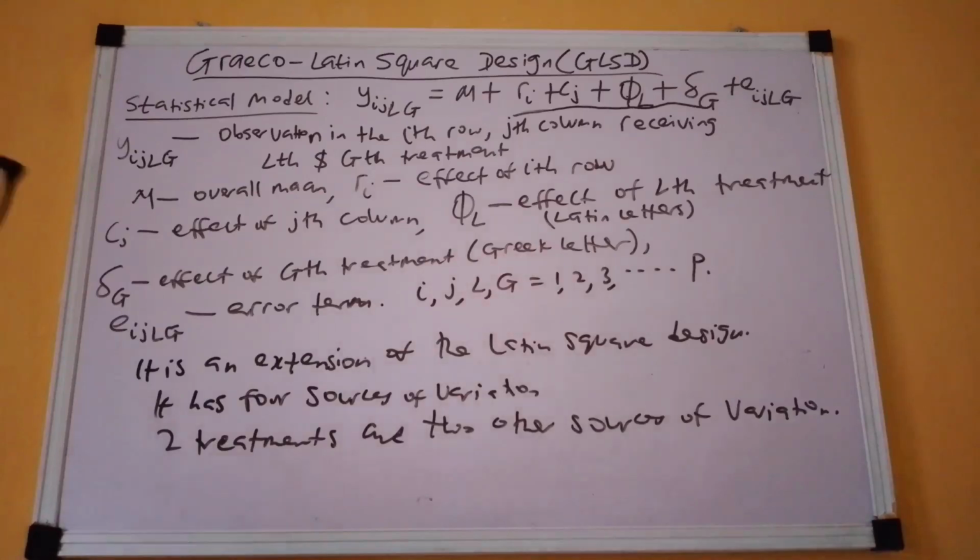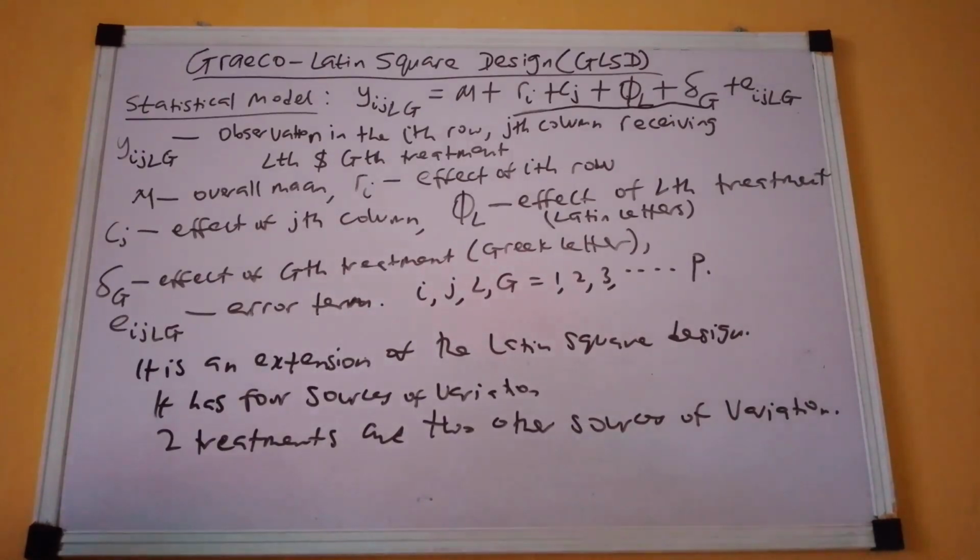Now, the characteristics of the Greco-Latin square design is not different from that of the Latin square design. It's just that the Greco-Latin square design has 2 treatments and 2 other sources of variation, while the Latin square design has 2 other sources of variation and 1 treatment. So the Latin square design has 3 sources of variation, while the Greco-Latin square design has 4 sources of variation.